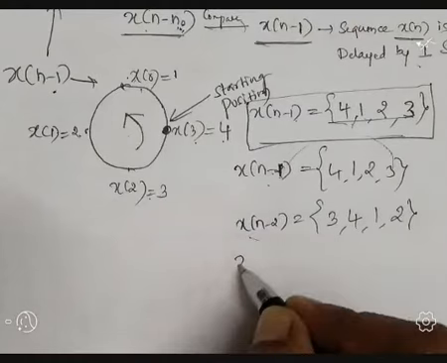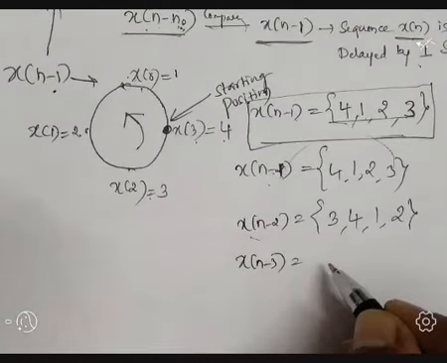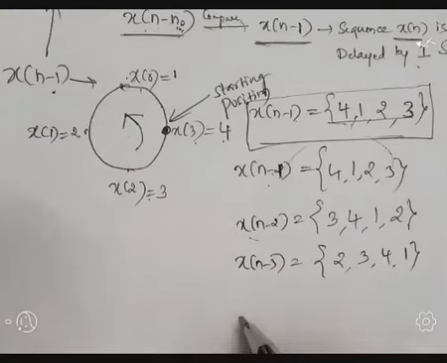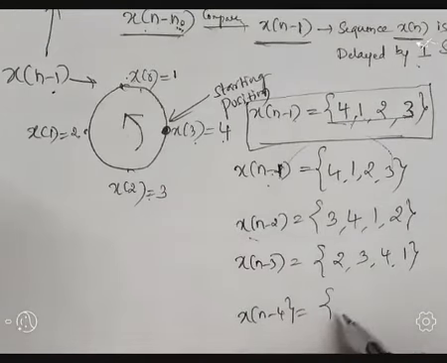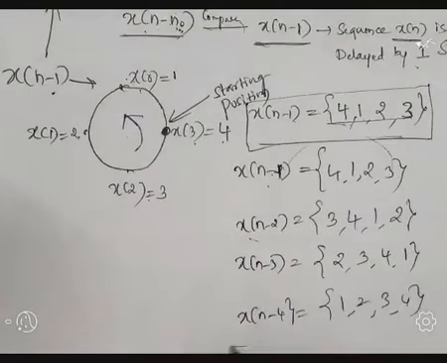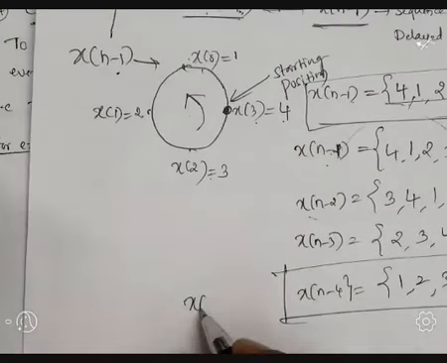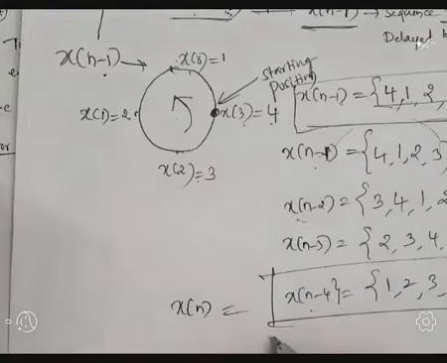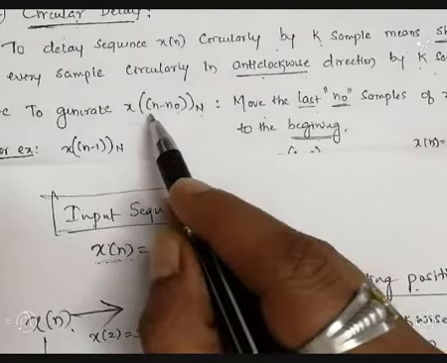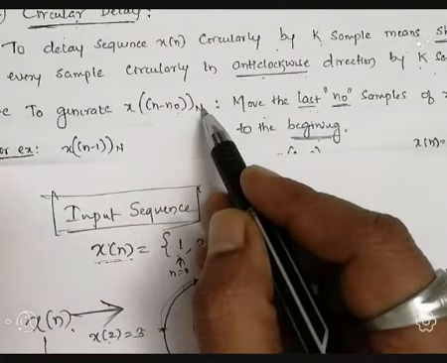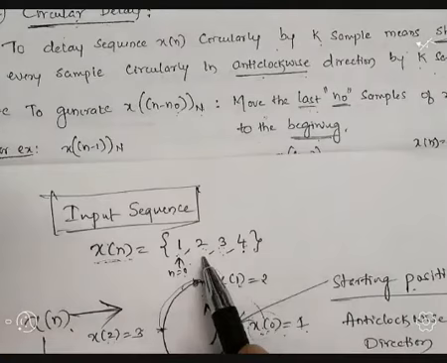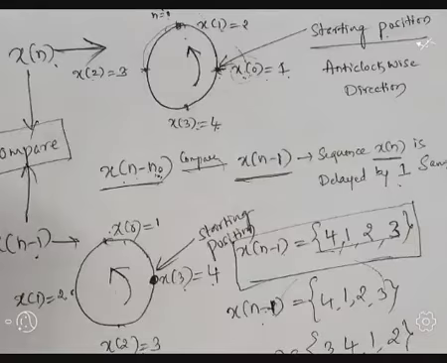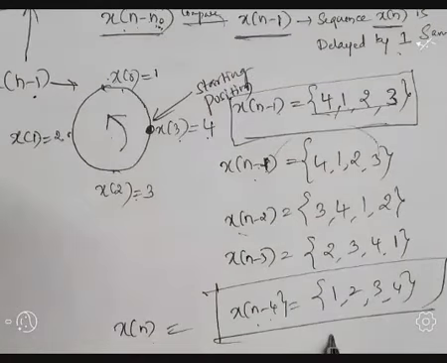X of n minus 3 is 2, 3, 4, 1. X of n minus 4 is 1, 2, 3, 4. Same sequence we are getting. X of n is equal to x of n minus 4 because it holds the periodicity property. Because of that reason, we write x of n minus n naught, where n naught is not equal to 4. If n naught equals 4, the length of the sequence also 4. The given sequence contains 4 samples. If the length of the shifting is 4, then once again we are getting the same result. This is about circular delay.